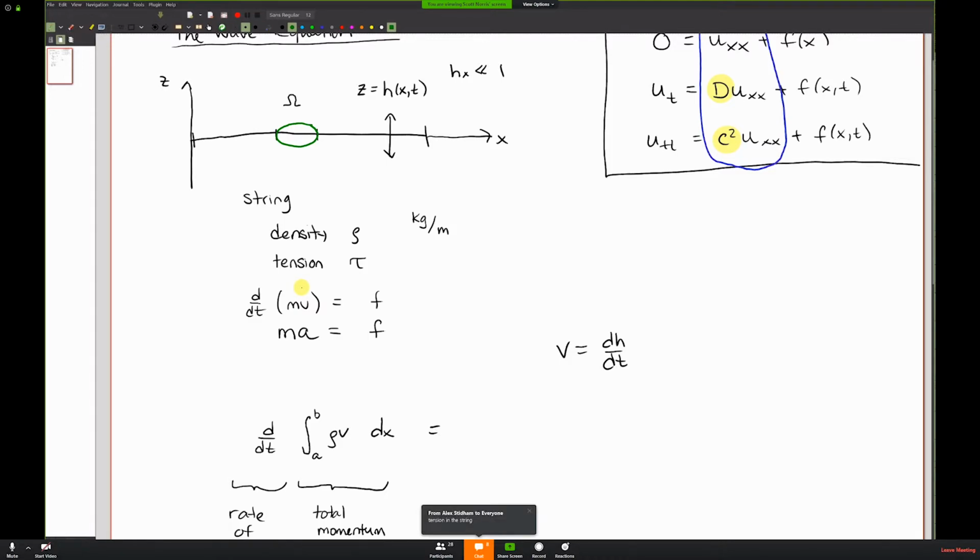So elasticity is what contributes to the tension.